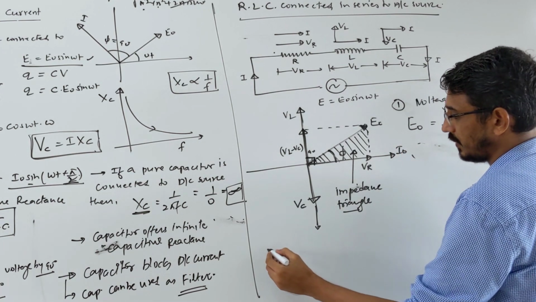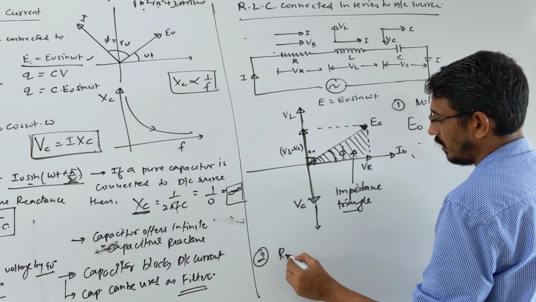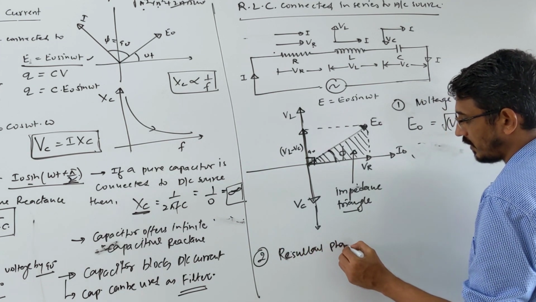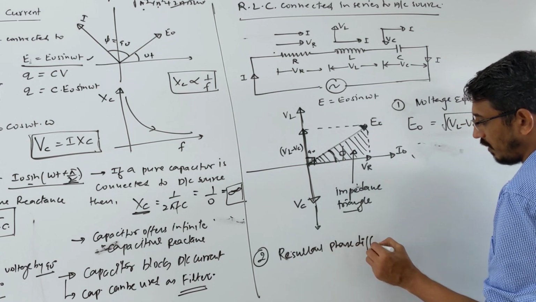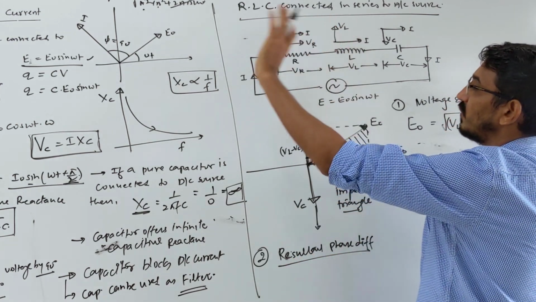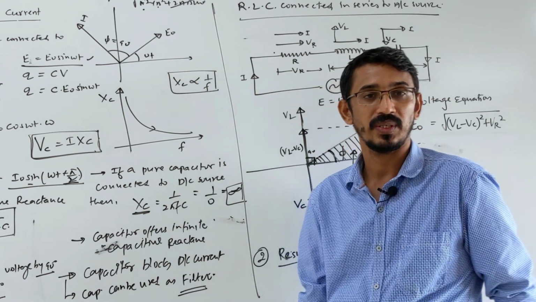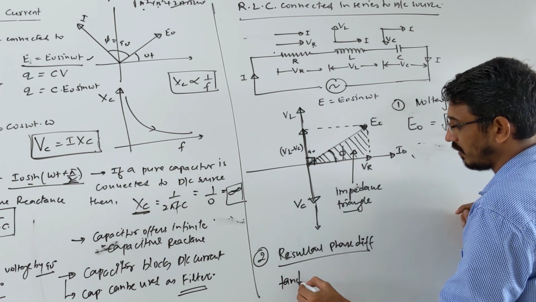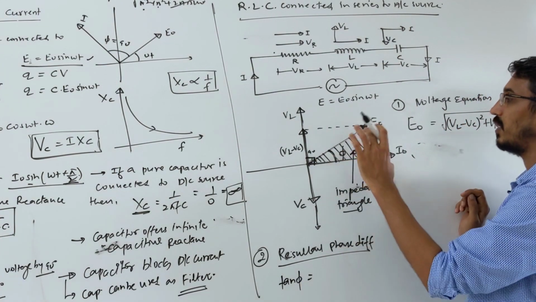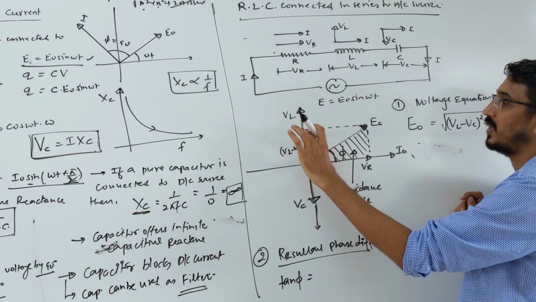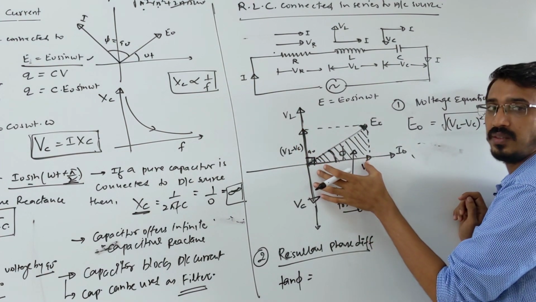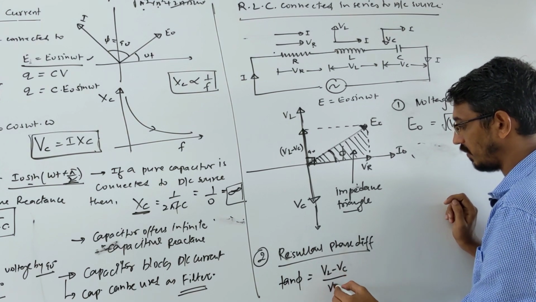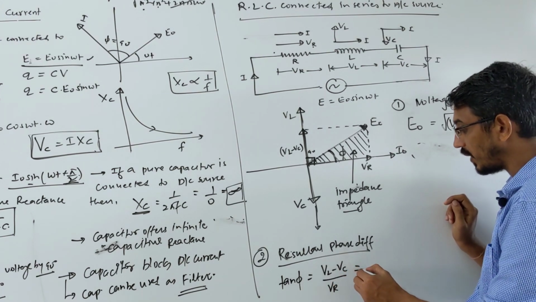I am writing the second point here: resultant phase difference. Finally, when all three are there, what is the angle between current and potential? We know that from here. Look at this triangle: what is tan phi? Tan theta is perpendicular by base. Perpendicular means this vector, VL minus VC, and base means the VR vector. So you can write tan phi equals VL minus VC by VR. Correct? Watch carefully.